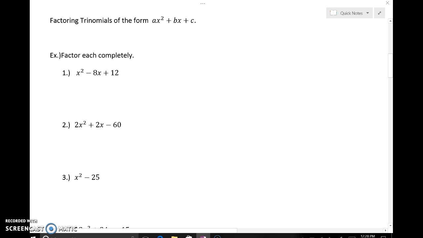So we're going to multiply 1 times 12, because what I'm going to end up doing is breaking apart this middle term and turning this from a trinomial into a 4-term polynomial so that I can make 2 groups. Okay, so I'm looking for factors of 12 that add up to negative 8. Well, the fact that they multiply to give me a positive number but add up to give me a negative number indicates that they're both negative numbers.